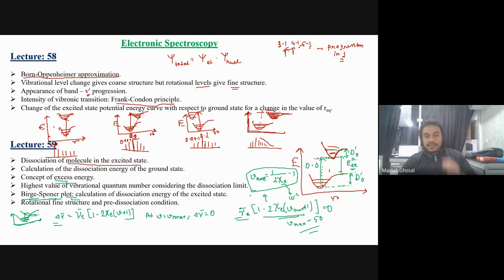So this is the summary of lecture number 59, where the professor discussed the dissociation energy of molecules and how to calculate it for the excited state and the ground state, and also discussed the Birge-Sponer plot, and rotational fine structure.